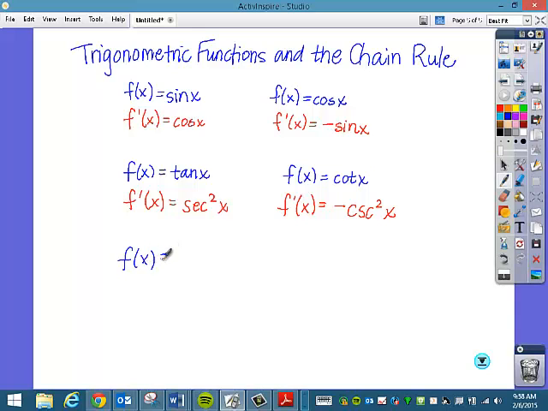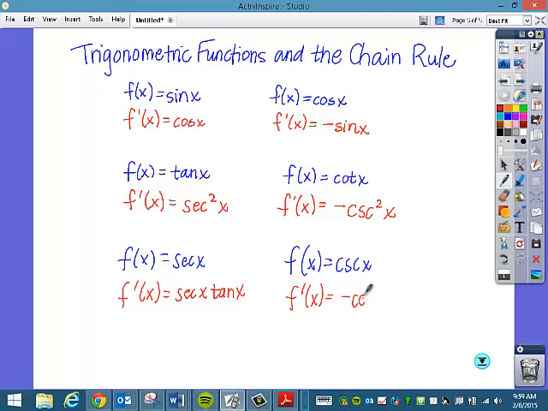If I wanted you to find the derivative of secant of x, the derivative of secant of x is secant x tan x, secant x times tangent of x. And if I asked you to find the derivative of cosecant of x, the derivative of cosecant of x is negative cosecant x cotangent x.